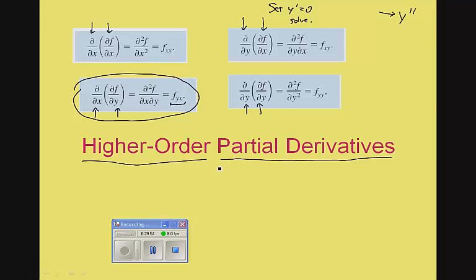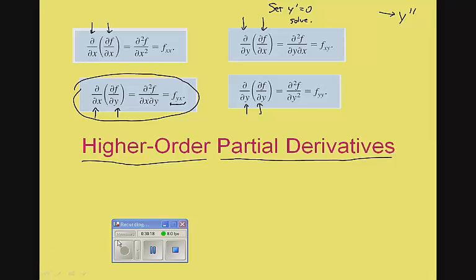So it's going to be the same game here. I'm going to set first derivatives equal to 0 and solve. And I'll get what are called critical points. Matter of fact, we're about to do that. Let's go back to our example.